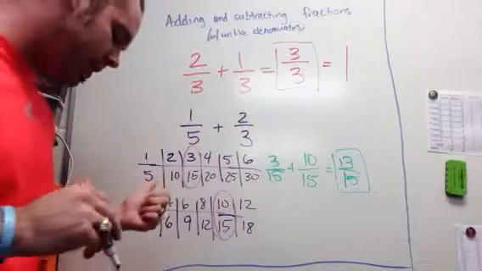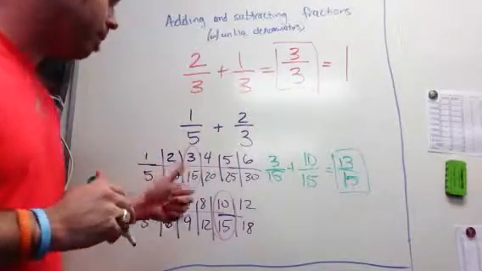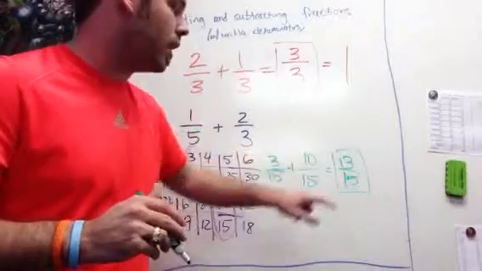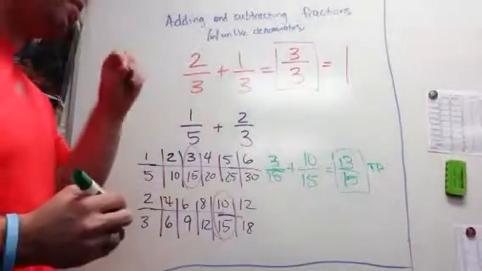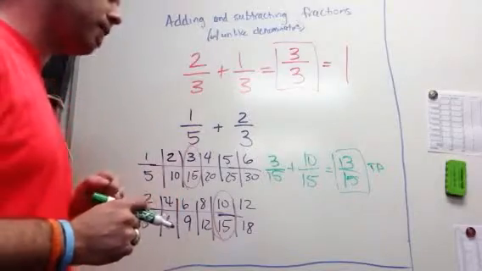Then we think about the next rule. Is the top prime and it won't go into the bottom? Well, the top is prime. Will it go into the bottom? Nope. So that's the rule I identify as the rule that proves that this is already simplified.